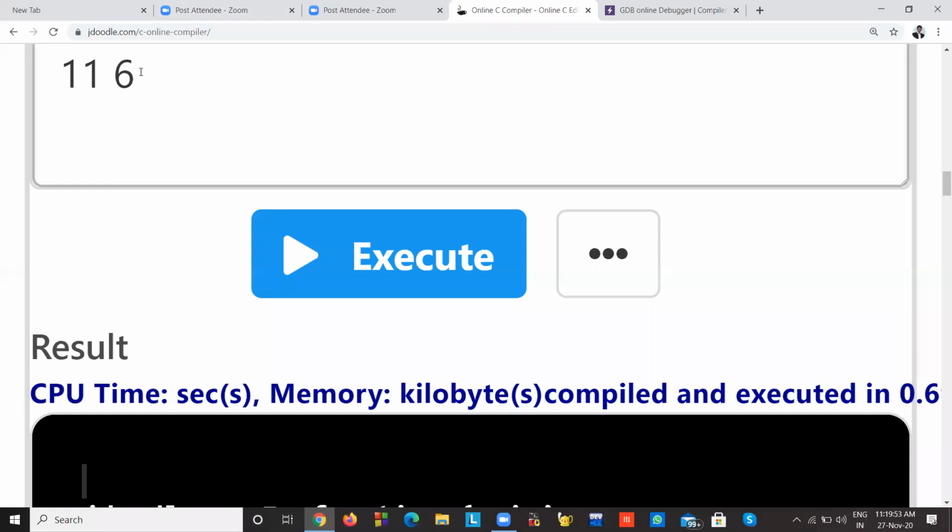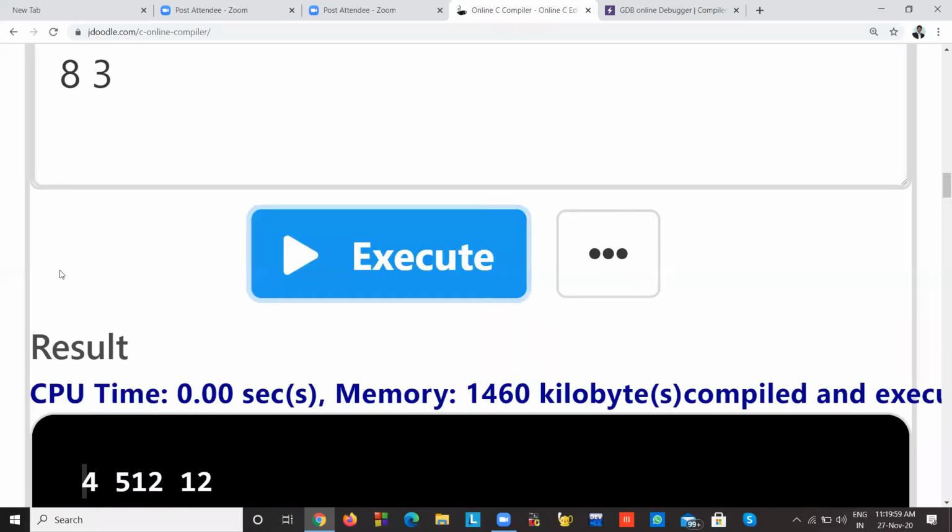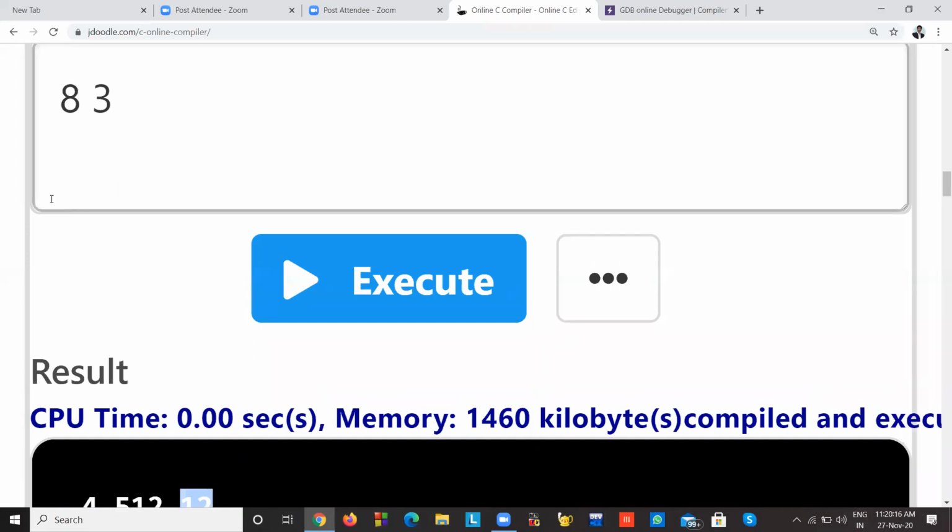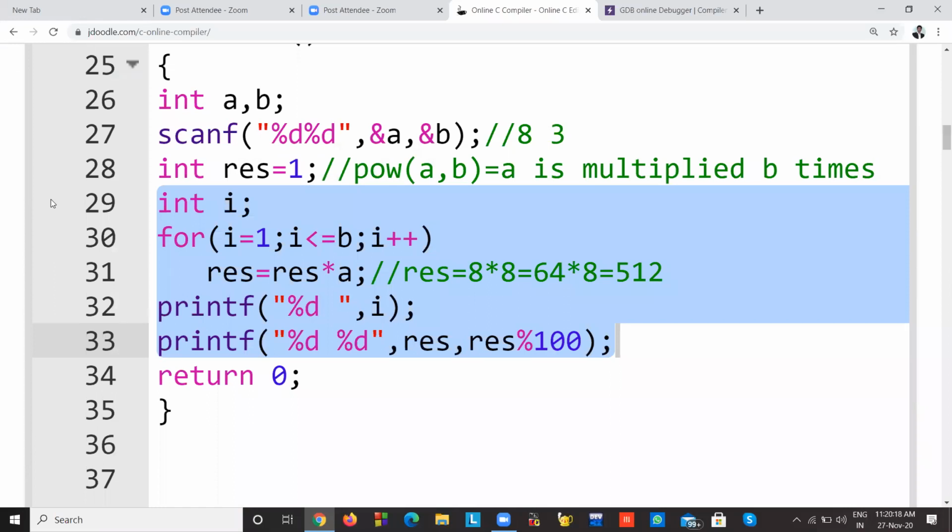So let me write 8, 8 space 3. Now I is 4, 8 power 3 is 512, and 512 mod 100. What is the answer of modulo 100? The last 2 digits, because 100 means there are 2 zeros. So we get the last 2 digits as the answer. You should remember that.